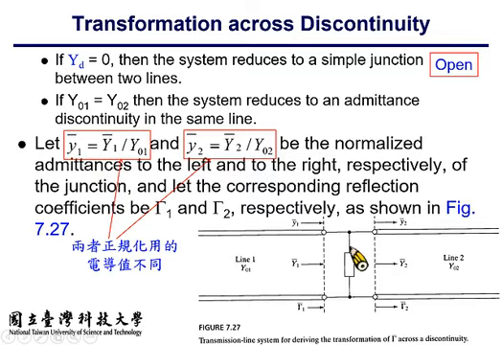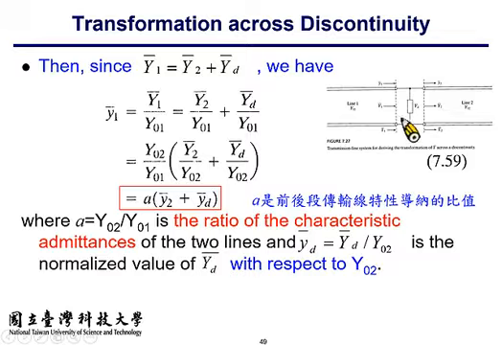Of course, there is a problem. As you can see here, they are both normalized admittances. However, they are normalized to different line characteristic admittances. They are normalized to different values. So here is a calculation that helps you to transform the normalized admittance to find out the normalized admittance from the left of this dashed line.